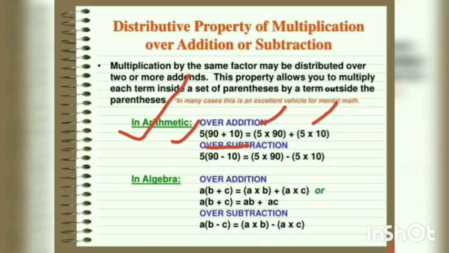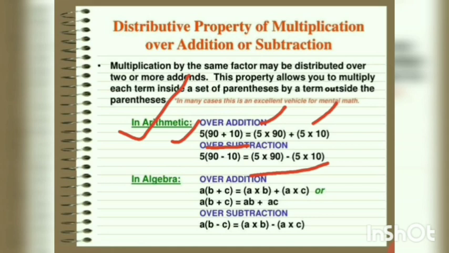Now, in case of subtraction, we have to replace the plus sign with minus, and the rest will be the same. It means 5 will be distributed to the 90 and also the 10. In between 90 and 10, a minus sign is there, so we will put a minus sign in between.